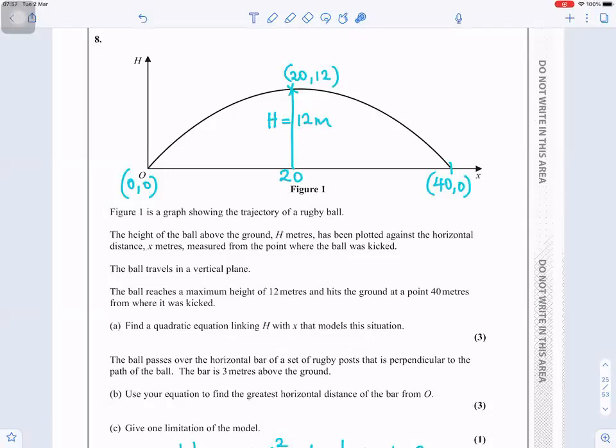Question number 8. Figure 1 is a graph showing the trajectory of a rugby ball. Part A, find a quadratic equation linking h with x that models this situation. So if you look at the graph, we have (0, 0) as the start, the origin. (40, 0) is the point at the end there. And in the middle, we have 20, and the maximum height is 12. We have (20, 12), and this height is 12. We want to find a quadratic equation linking h and x.